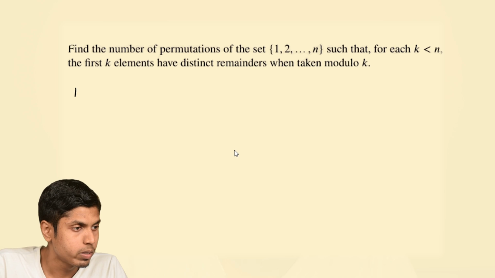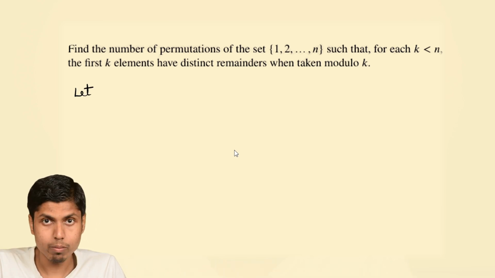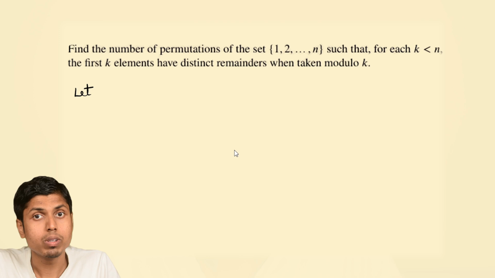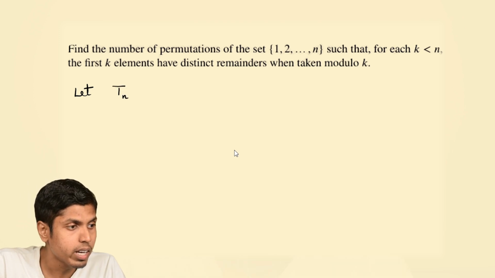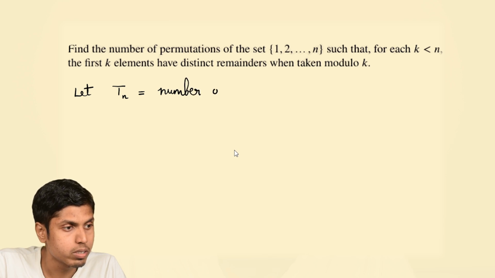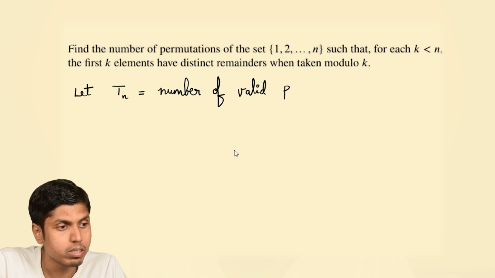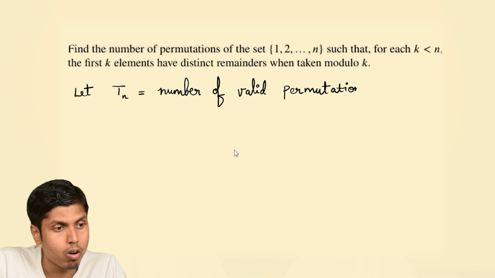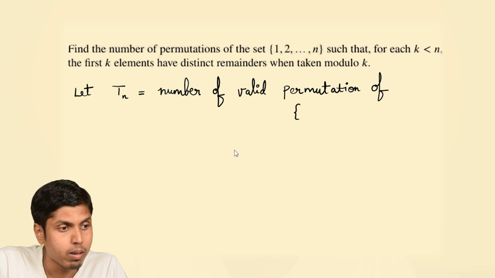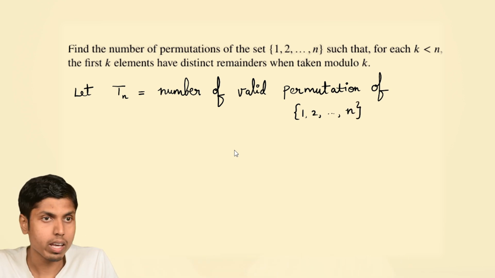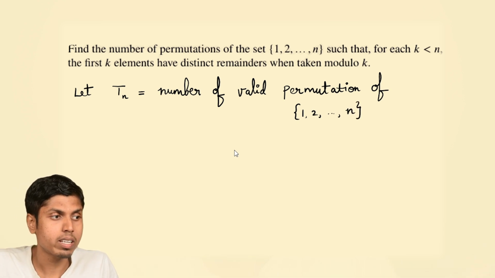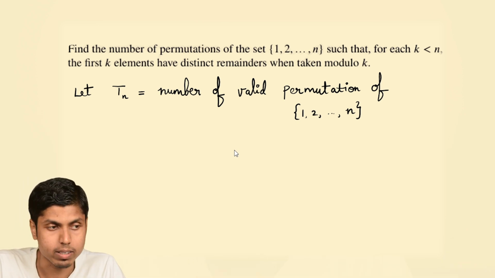Okay, now we will define a variable which we are going to actually find. That is, let Tn denote the number of valid permutations of 1 to n. Here the word valid means the permutations that satisfy the condition that for each k less than n, the first k elements leave distinct remainders modulo k.